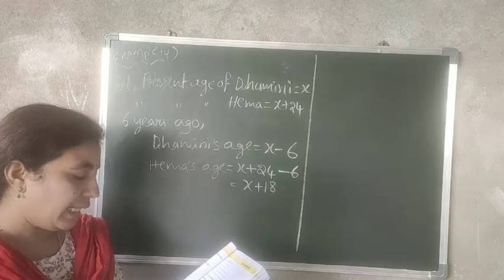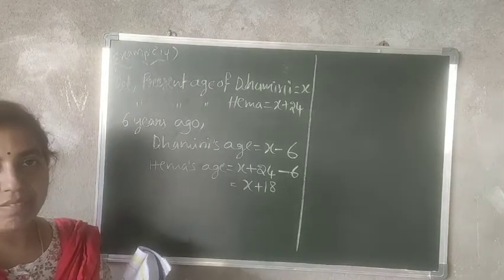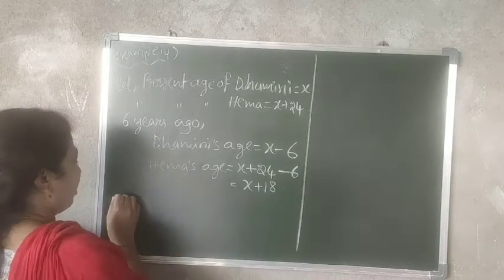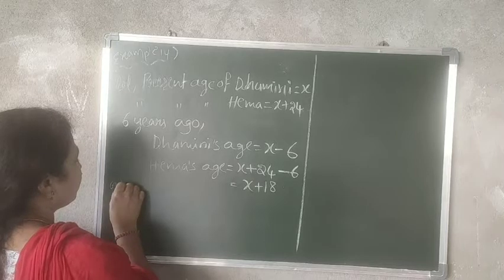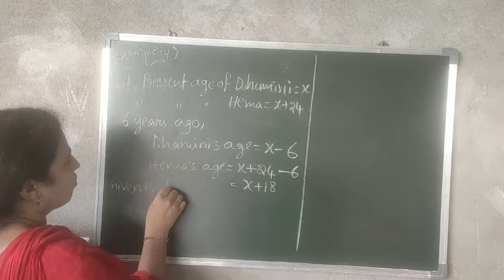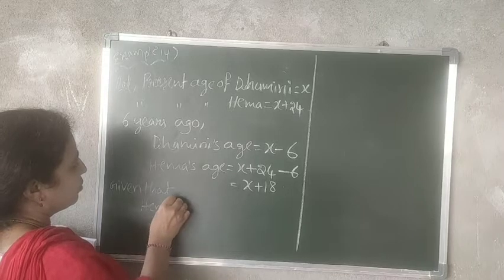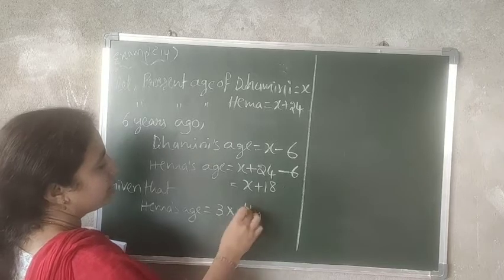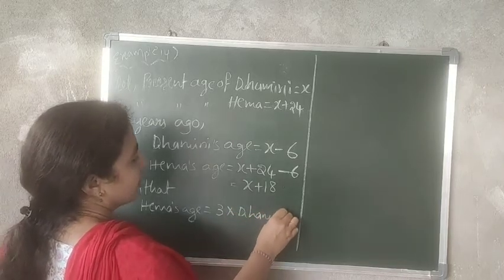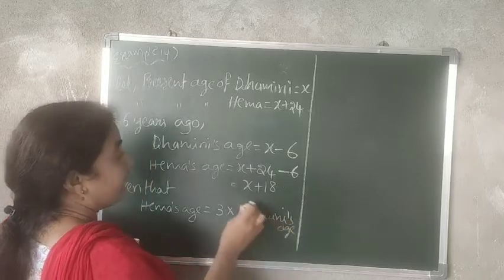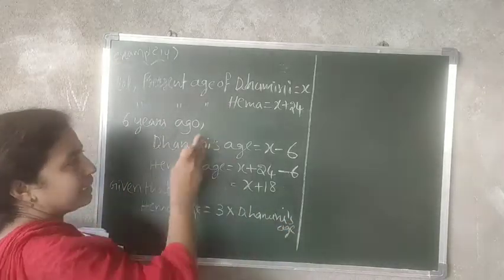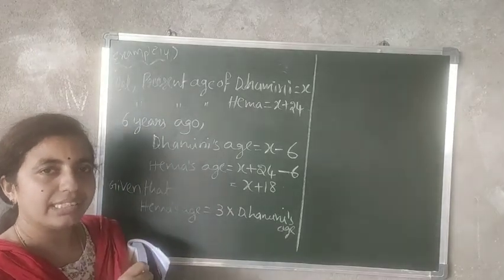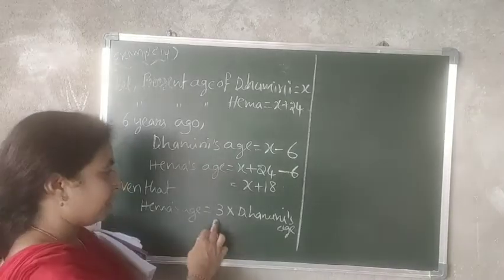Now for their ages 6 years ago, what have they given? Hema was thrice as old as Dhamini. So Hema's age is equal to 3 times Dhamini's age. That is 6 years ago, not present ages. They have given the relation for 6 years ago. Hema's age is thrice, 3 times that of Dhamini's age.